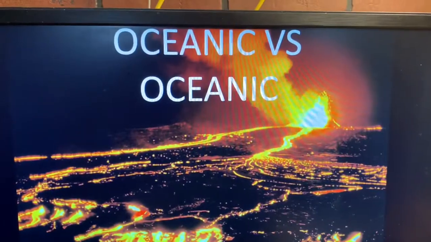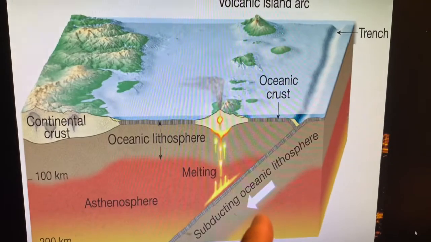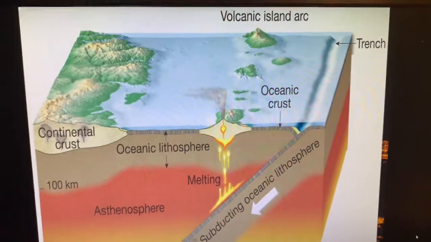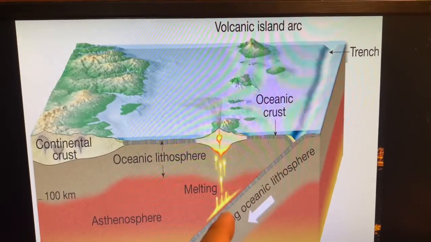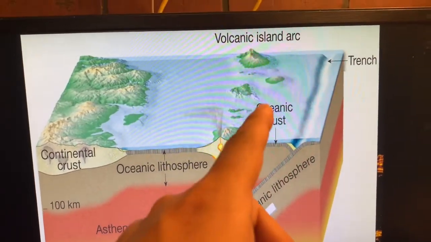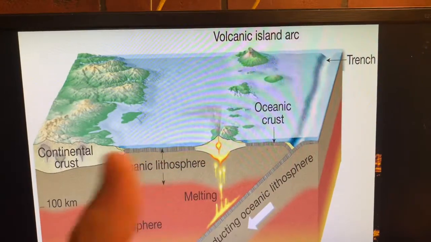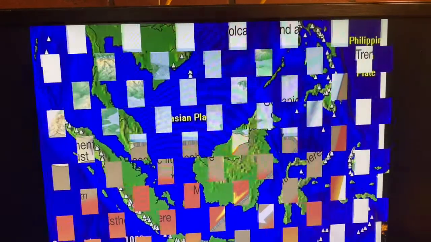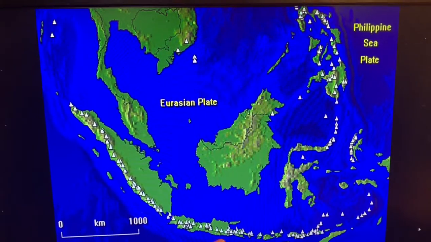Now, if you have an oceanic versus oceanic plate hitting each other, what's going to happen? You're still going to get subduction. But what's going to happen is the older oceanic plate is going to dip under the younger oceanic plate. Why? Because the older one has more sediment on top of it, so it's heavier, so it's going to get pushed down, and you're getting an incredibly deep trench, and then the same thing's going to happen. It's going to get pushed down, it's going to melt, and what you're going to get is a bunch of little volcanic islands, what's called a volcanic island arc. The islands of Japan and a lot of the islands of the Philippines and Indonesia form through this process, and it's the same basic thing. So if you look here, you see all those little triangles, those all represent volcanoes.